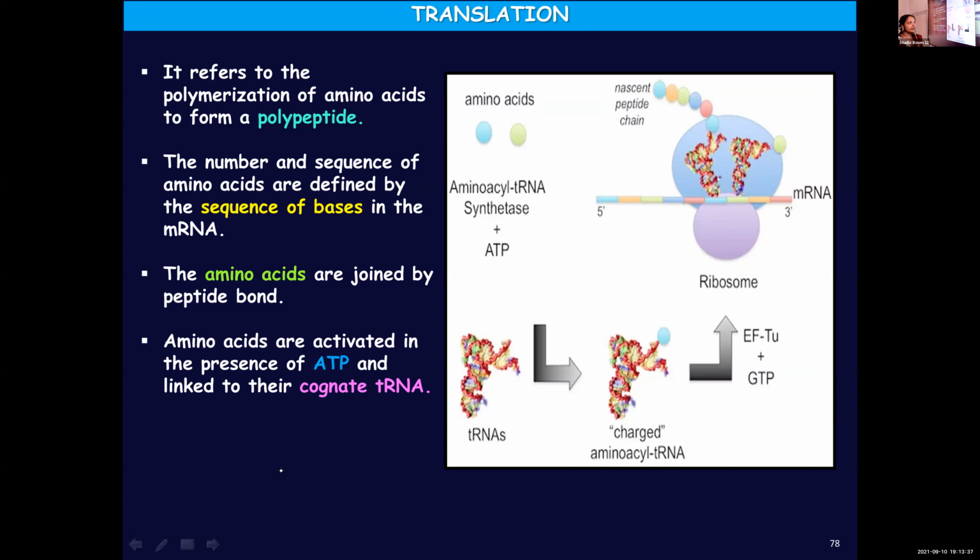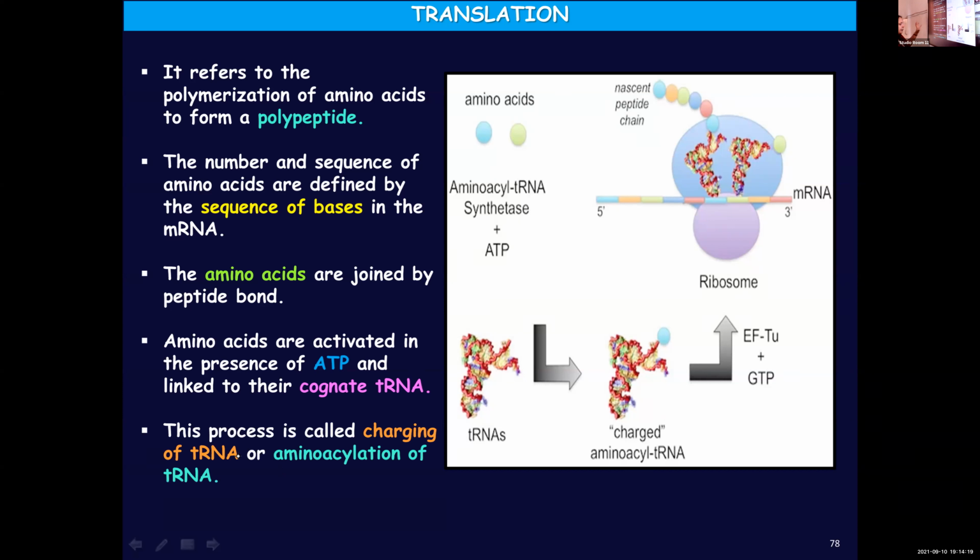And how do you know that this amino acid is related to this transfer RNA? Because the transfer RNA has an anticodon. That anticodon is specific for each amino acid. Each amino acid has a specific anticodon on the transfer RNA. We have 61 anticodons, 61 transfer RNA. Why 61 anticodons? Because we have 61 codons, and each anticodon stands for a particular amino acid.